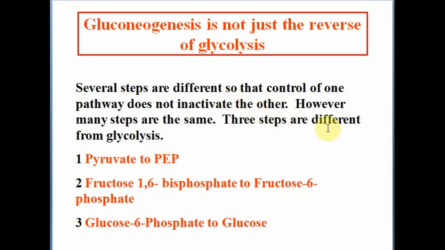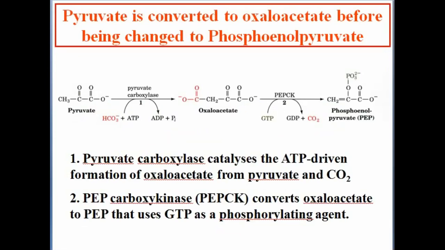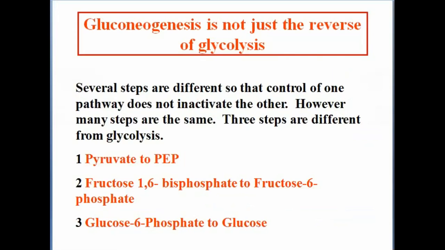Three steps are found to be different from that of glycolysis. We have already seen that pyruvate gets converted to oxaloacetate by pyruvate carboxylase, and this oxaloacetate gets converted to phosphoenol pyruvate by the enzyme phosphoenol pyruvate carboxykinase. After the formation of this phosphoenol pyruvate, it undergoes further reactions which are seen in the glycolytic pathway.